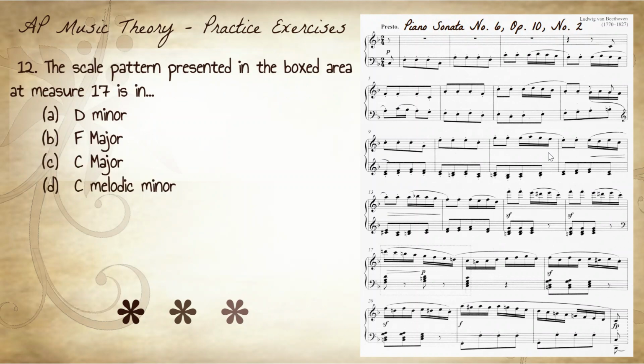Question 12. The scale pattern presented in the boxed area at measure 17, you can see it slightly outlined right here, is in A. D minor, B. F major, C. C major, or D. C melodic minor.